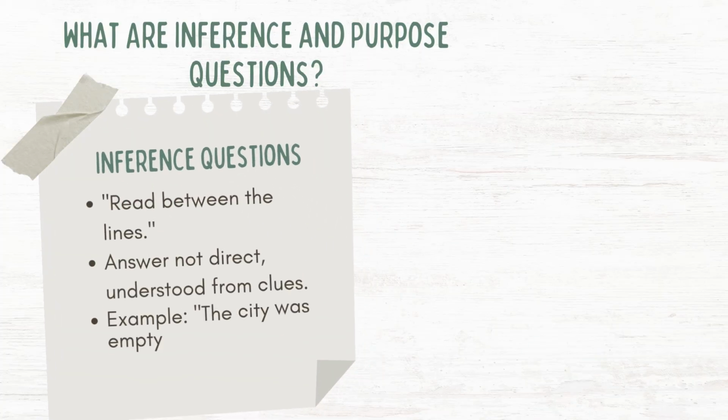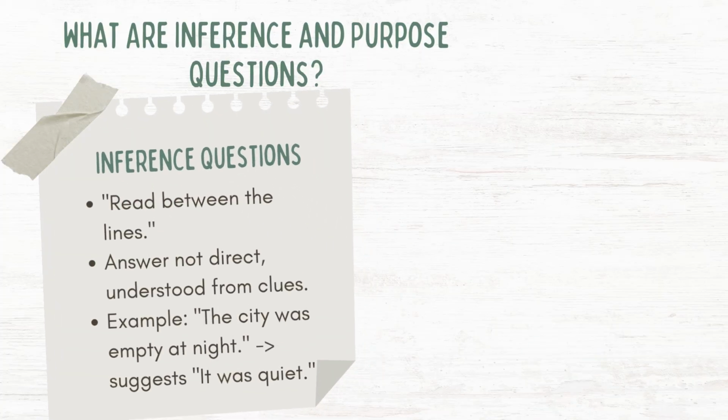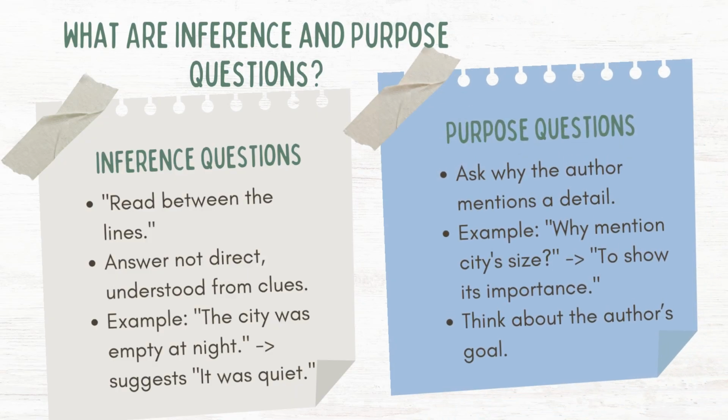So, let's break down inference and purpose questions. First, inference questions. These ask you to read between the lines. The answer is not directly written in the text, but you can understand it from clues the author provides. For example, if a passage says, "The city was empty at night," an inference question might ask, what does this suggest about the city? The answer, such as, "It was quiet," comes from your understanding of the clue, empty at night.